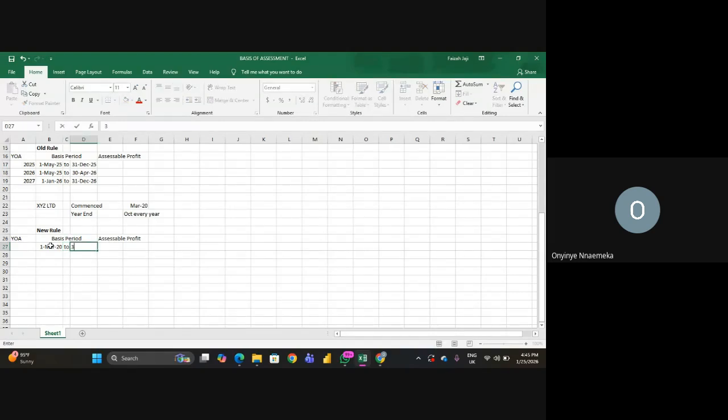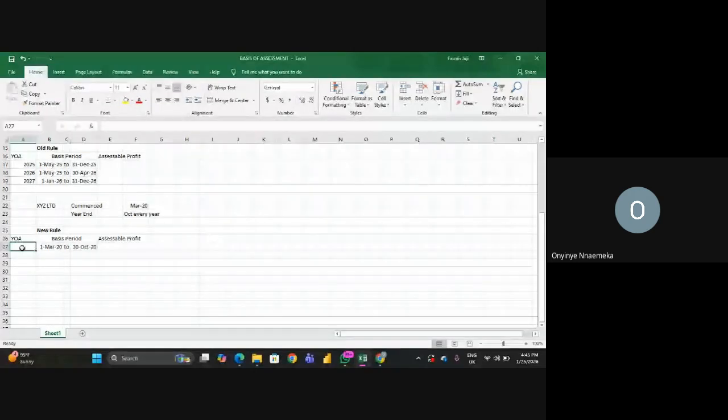October is 30 days. It's still 2020, because we have October in that same year. We don't need to go to the next year. If you go to the next year, then your base period will cover more than 12 months. Because you are following preceding year basis, like I told you, the year in this particular base period must not show in this year of assessment. That means we are paying tax on this particular period in 2021.